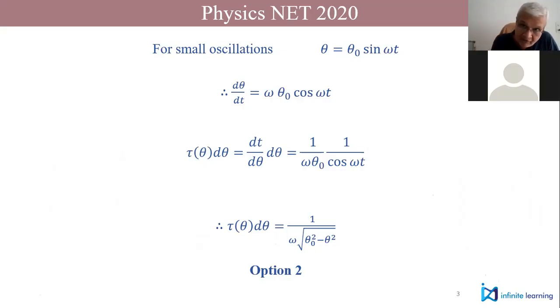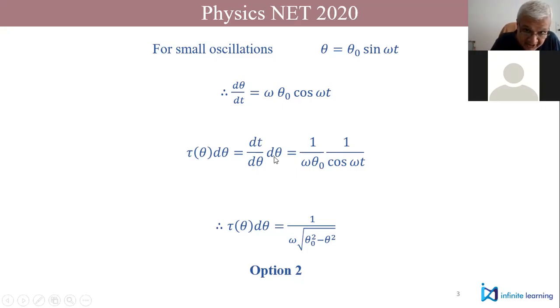I mean, it can be sine omega t plus alpha. It won't change the situation. So say theta equals theta 0 sine omega t. Therefore, d theta by dt will be omega times theta 0 times cos omega t. All right? Right. Now, what is tau theta d theta?